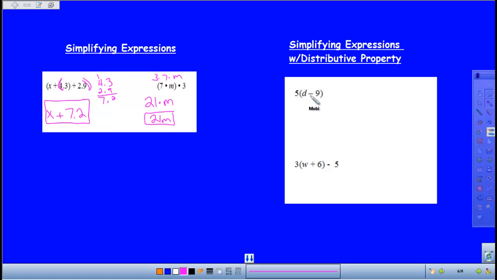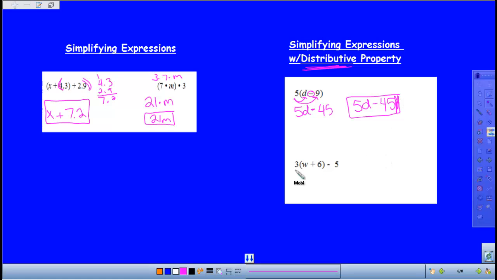So here I'm multiplying and subtracting, multiplying, adding, and subtracting. That's where you would use the distributive property. Remember, draw your little arrows. So I have to do 5 times d first, so I'd have 5d. And then I have to do 5 times 9, which is 45. I notice that I am subtracting, so I must have a subtraction sign in there. So my simplified expression is 5d minus 45, not r, just 45.